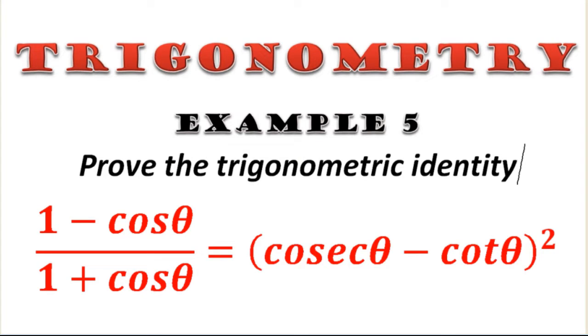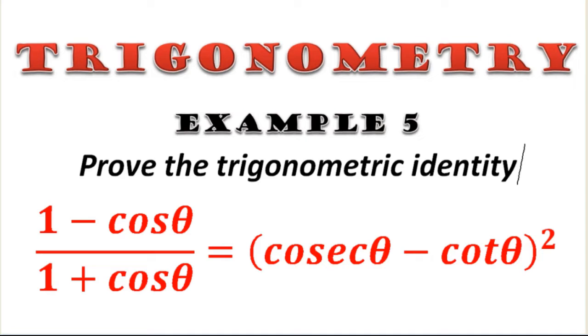Example number 5. Prove the trigonometric identity (1 minus cos theta) over (1 plus cos theta) is equal to, in brackets, (cosec theta minus cot theta), close the bracket, all squared.